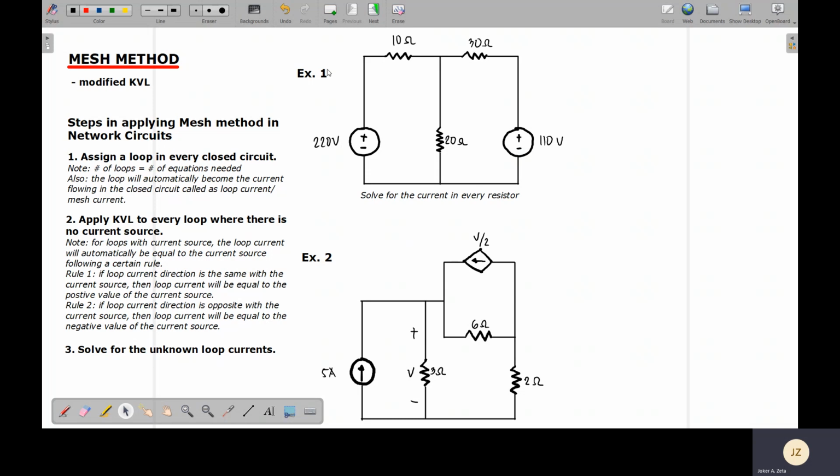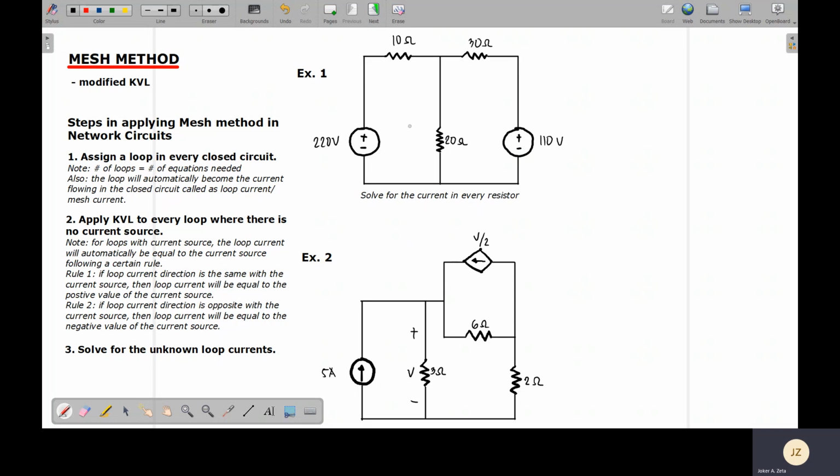Now again, let's apply mesh method on this circuit as our example number 1. So step number 1, assign loop in every closed circuit. You can make a simple loop, you can create a super loop, but as much as possible, try to stick with the simple loops. Do not go to super loops yet, because there are tendencies wherein you're just going to cancel out all your equations. So just try to stick with simple loops.